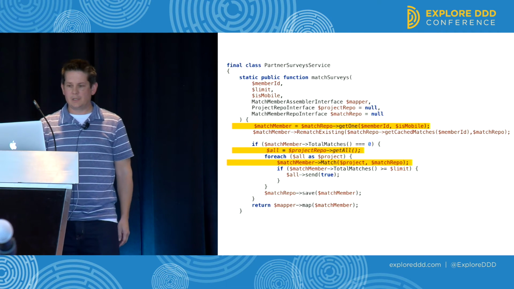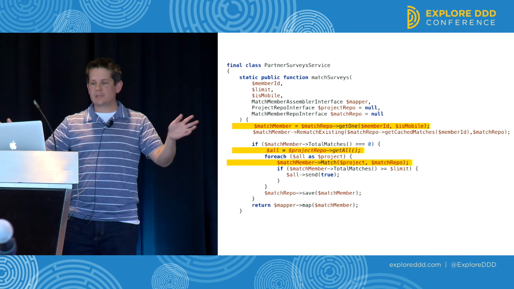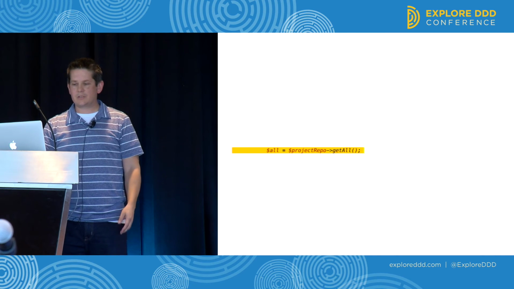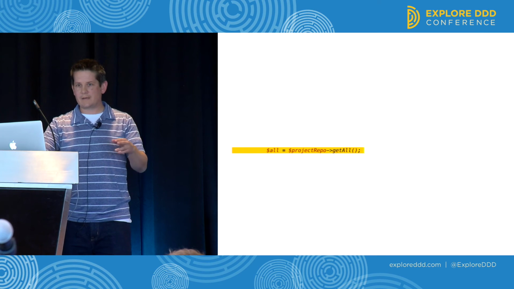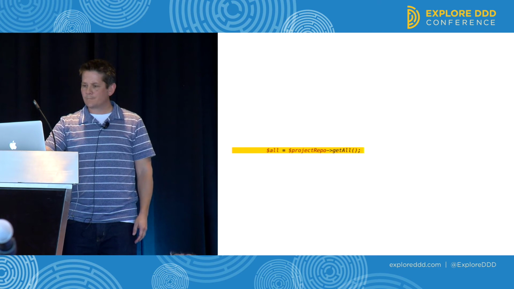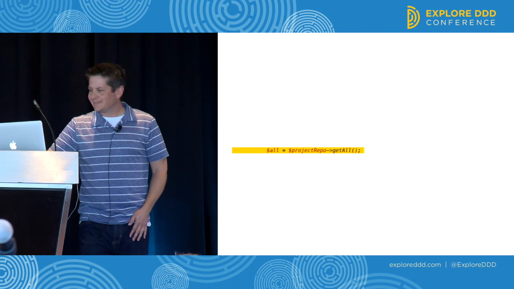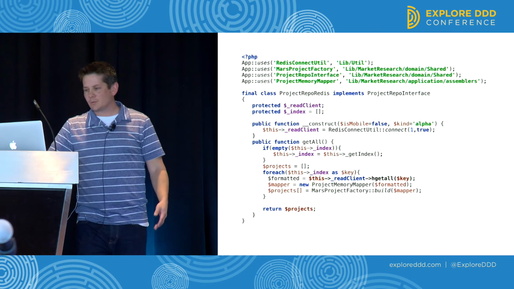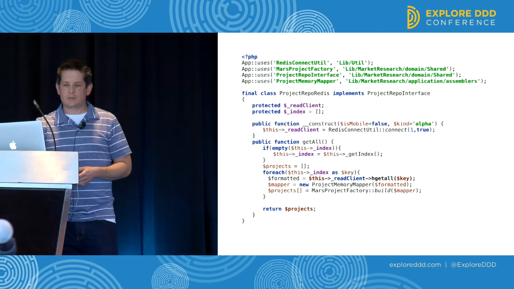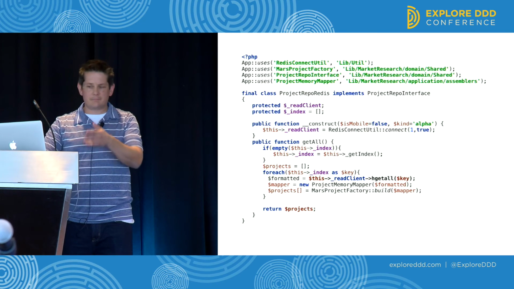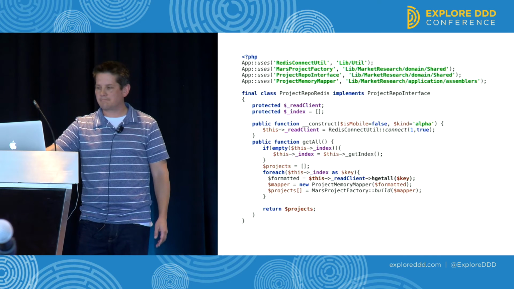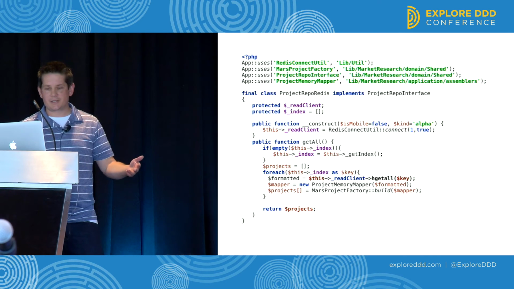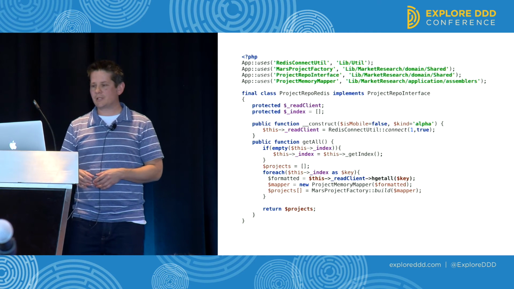So back to the service. Now we have all the members' answers. The next step is to get all the projects that are currently live in our system. So I have a second repository called the project repository, and inside there, it's using Redis to query things. If you're familiar with Redis, it's pretty standard calls. You just call in a hash and you pass the array of projects, which is an object in our domain.